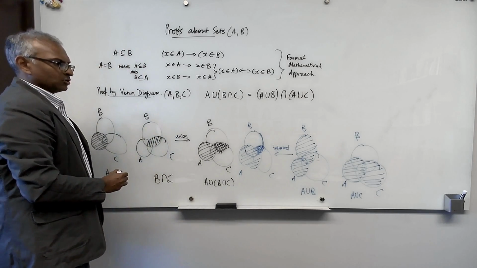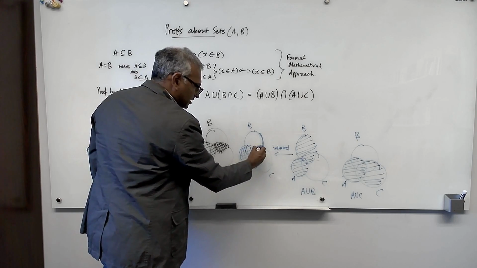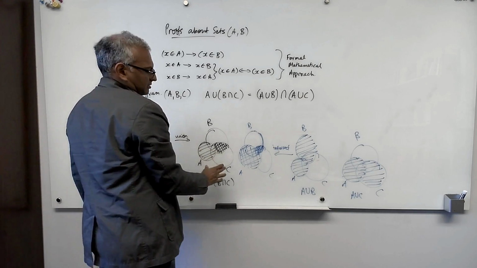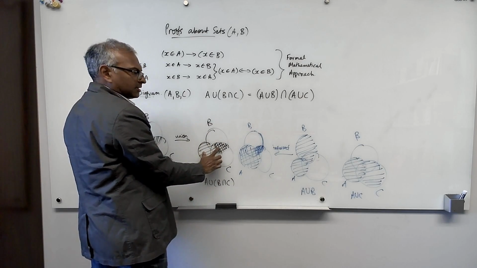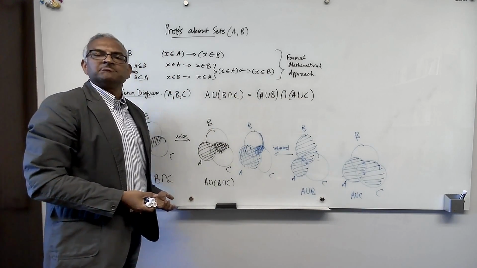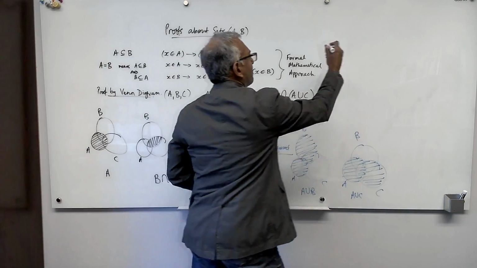Okay. And you will observe that I have shaded the same region in both cases. And so that means that this set, which is in black here, and this set, which is in blue here, are the same. This is the proof by Venn diagram. Okay. Now, exercise 1.